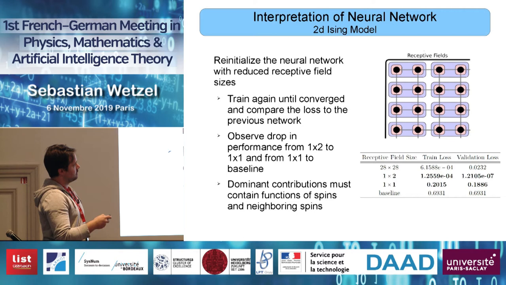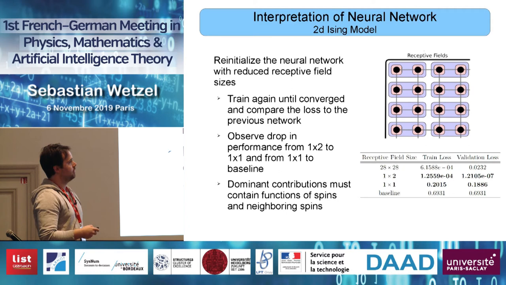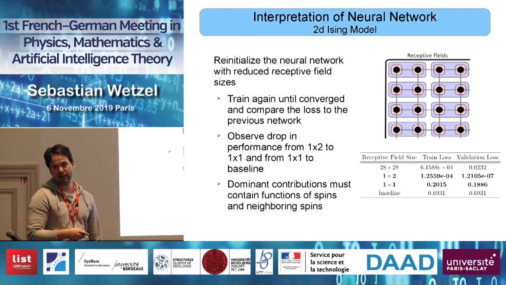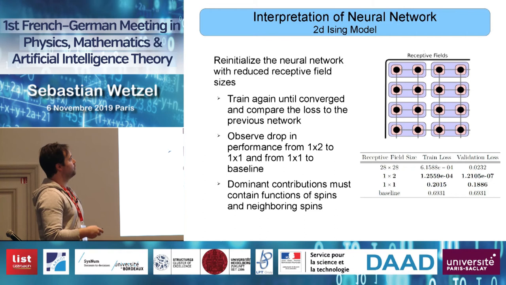What we see here is a spin configuration. Each of these points corresponds to a lattice site. The black line means the receptive field of all of these subnetworks is the full lattice. So the neural network has the capacity to learn all possible correlations on the spin sample. If we train it with the full receptive field size, it converges to a training loss of 6 times 10 to the power of minus 4, which is very close to 0 in our sense.